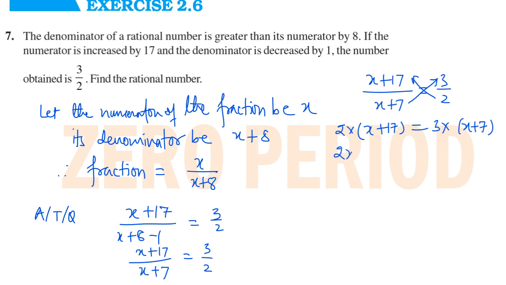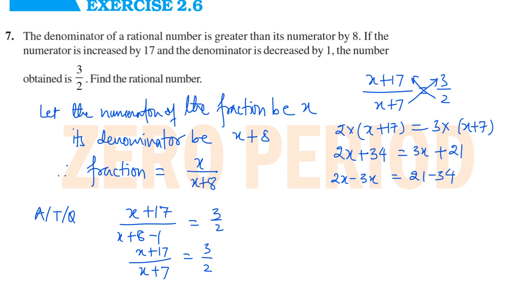Multiply 2 to x will be 2x, and 2 into 17, I think it will be 34. Then 3 multiplied to x becomes 3x, and 3 multiplied to 7 will be 21. So this is the step after opening the bracket. Now the next step: only two variables are there, 2x and 3x. So let them put together, 2x and 3x. 2x minus 3x is equal to 21 minus 34.